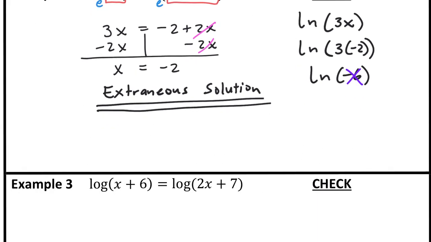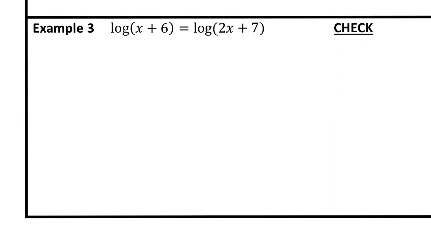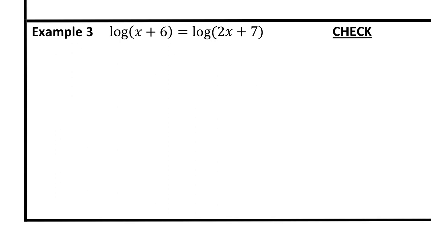Example 3 now. I have a log that doesn't have a base, so it's assumed to be a base of 10. If I have two logs equal to each other with the same base, then I can say that the contents of the log are equal to each other.